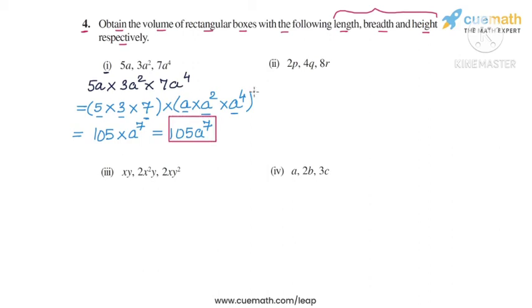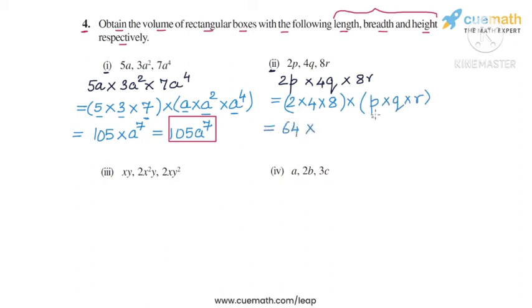Now let's go to part 2. In part 2, the length is 2p, the breadth is 4q, and the height is 8r. So we have to multiply these three monomials. So we multiply the coefficients separately. So we get 2 into 4 into 8, and then we multiply the algebraic factors separately. So we get p into q into r. So 2 into 4 into 8 is 64, and p into q into r can be written as pqr. So we can write the expression for the volume as 64 pqr. So this is the volume for part 2.